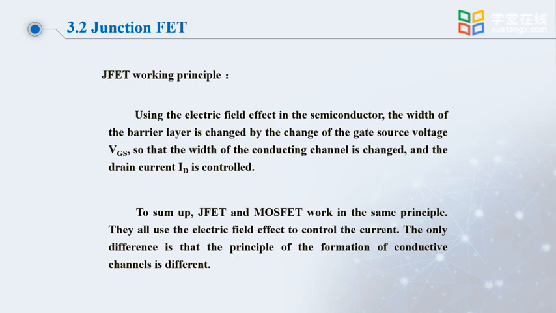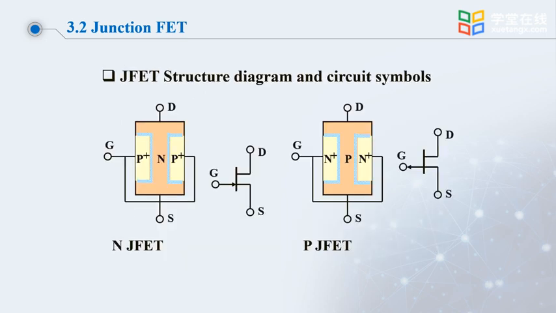Let's look at the junction FET structure and its circuit symbol. The junction FET is divided into the N-channel junction FET and the P-channel junction FET. On the left is an N-channel junction FET. It is built on an N-type material, with two P-type regions on the left and right sides. The P-type regions are connected together as the grid. The upper and lower ends of the N-type region are defined as the drain and source.